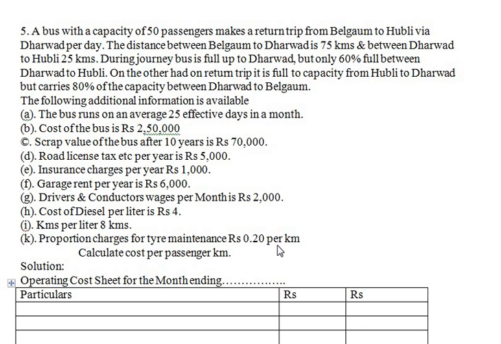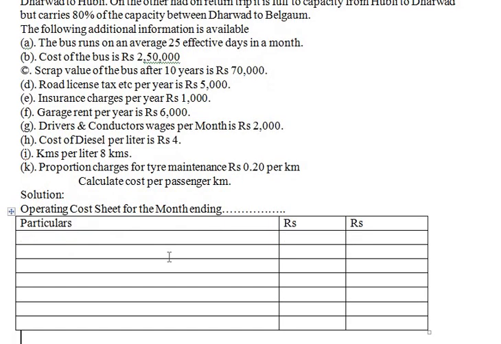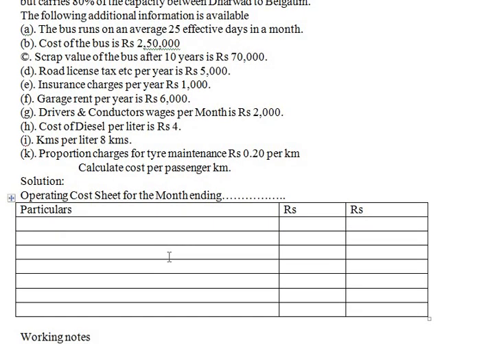So for that we need to prepare the operating cost sheet. Take down the next line: Operating cost sheet for the month ending. Next line: Particulars and 2 amount columns. Now here we need to calculate depreciation. The bus runs on an average 25 effective days in a month. Cost of bus is rupees 2,50,000. Scrap value of the bus after 10 years is rupees 70,000.